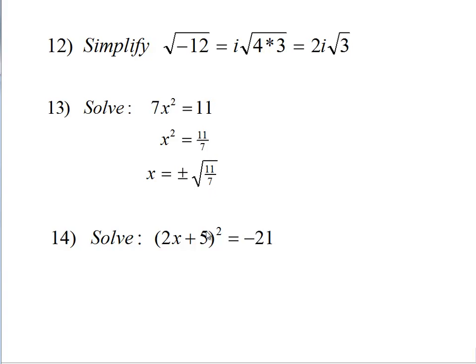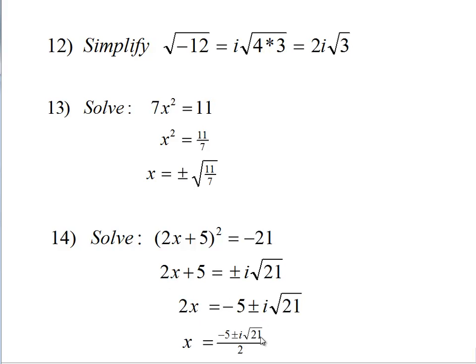Okay, 14, solve. We have a square, so we're going to take a square root like we did above. So we have 2x plus 5 is plus or minus the square root of, and the negative turns into i, 21. Okay, subtract 5 from both sides. We've got to get our x by itself, and divide by 2, so it's negative 5 plus or minus i square root of 21 over 2.